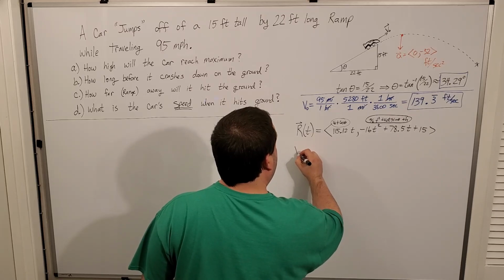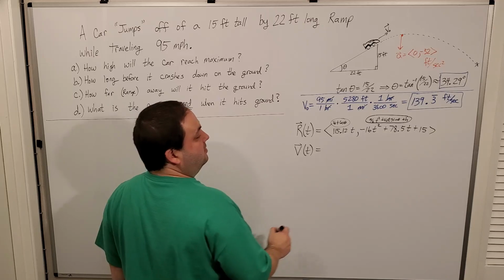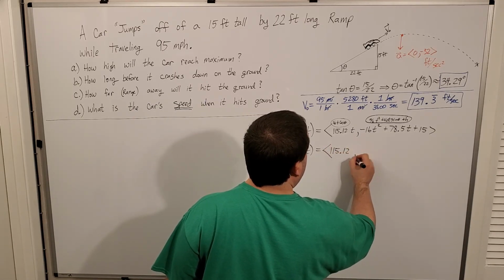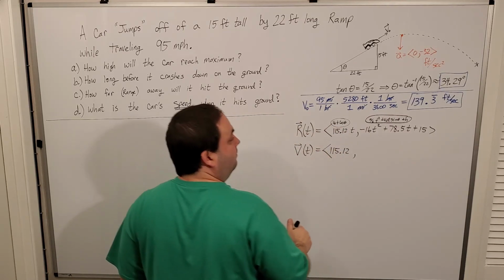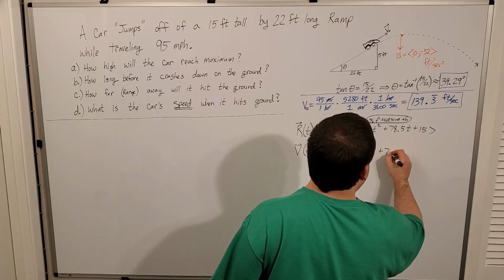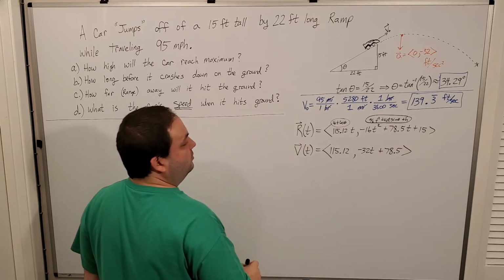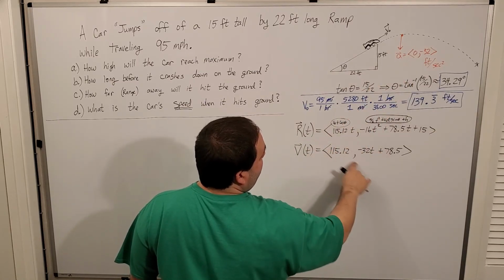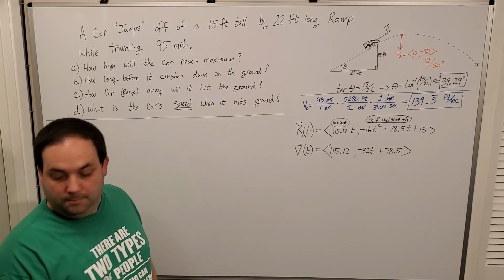Which means that my velocity function, being the derivative of this, would just be 115.12, which is equal to just v naught cosine theta, minus 32t plus 78.5. So there's my velocity function. And we've already said the acceleration would be the derivative of this, and that just gives you 0, negative 32 as speculated.